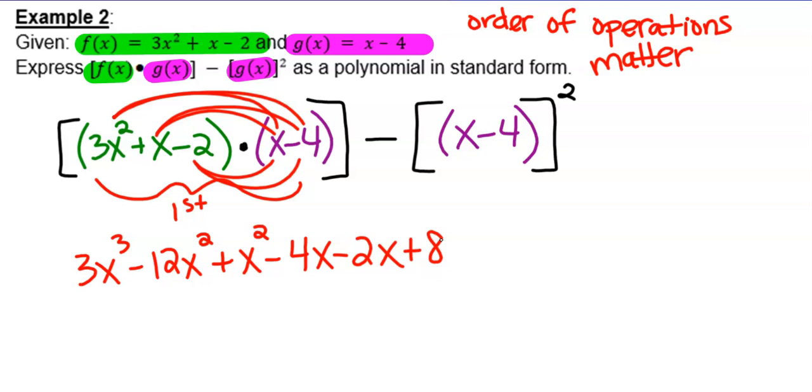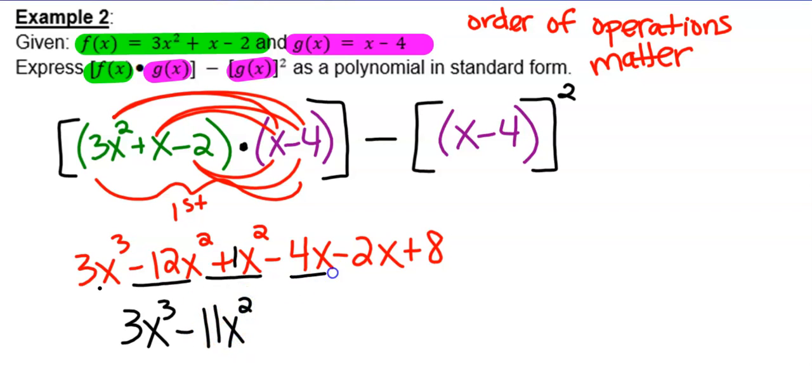Adding like terms, we have 3x cubed, -12x squared plus 1x squared is -11x squared. We have -4x and -2x is -6x, and then +8. So that is the multiplication group. But we also have to do the squaring group. So the x minus 4 has to be squared before we can subtract it.